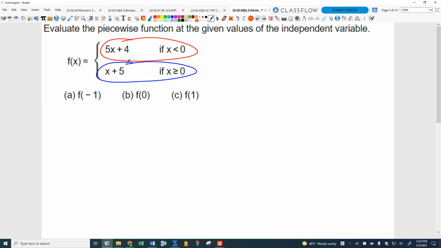So let's look at part A, f of -1. So what's my input value in part A? -1. That's a value of what variable? X. Okay, so which piece does that fit into then? The top one. Good. How come top one? Because it's less than 0, right? -1 is less than 0, so it fits into the top one. So part A would be a red piece problem.